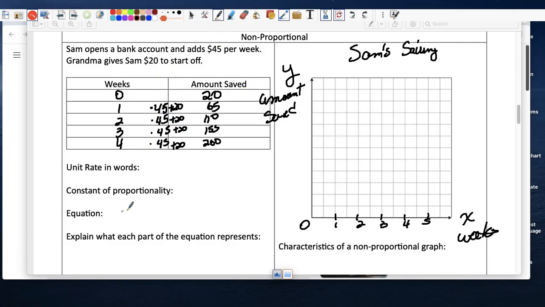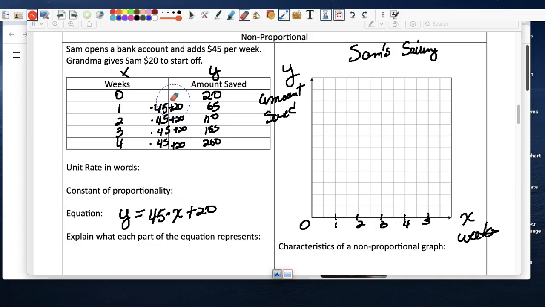So what's the equation to find the amount saved? To find y, the amount that he saved, what are we doing? What do we do over and over again? I multiplied 45 times the number of weeks, which we're going to call x. But what did we do after that? We added 20. So notice the difference between this equation and the previous one.